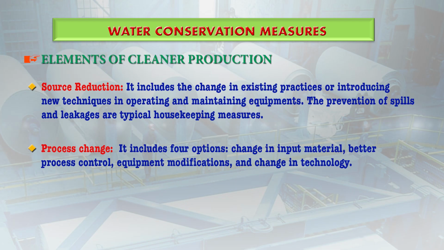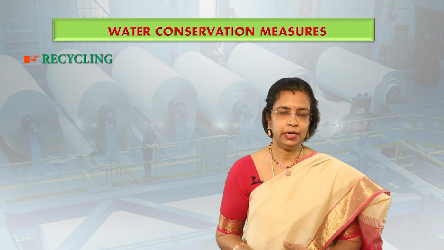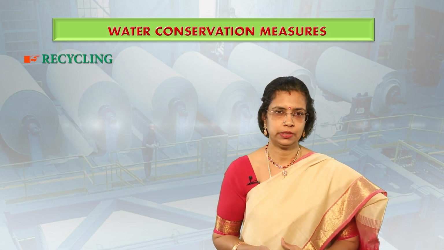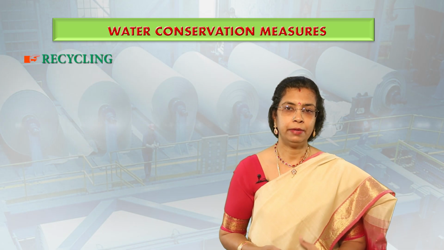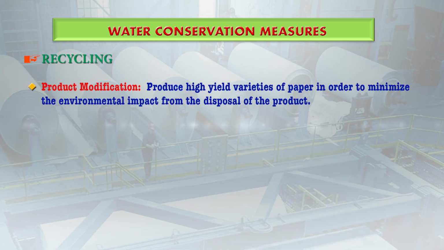Process change includes 4 options: a change in the input material, better process control, equipment modification, and change in the technology. Recycling covers on-site recovery and reuse of the materials and energy which otherwise would be waste. Recovered material can be better used in the same process or for other purposes. Product modification: they produce high-yield varieties of paper in order to minimize the environmental impact from the disposal of the product.